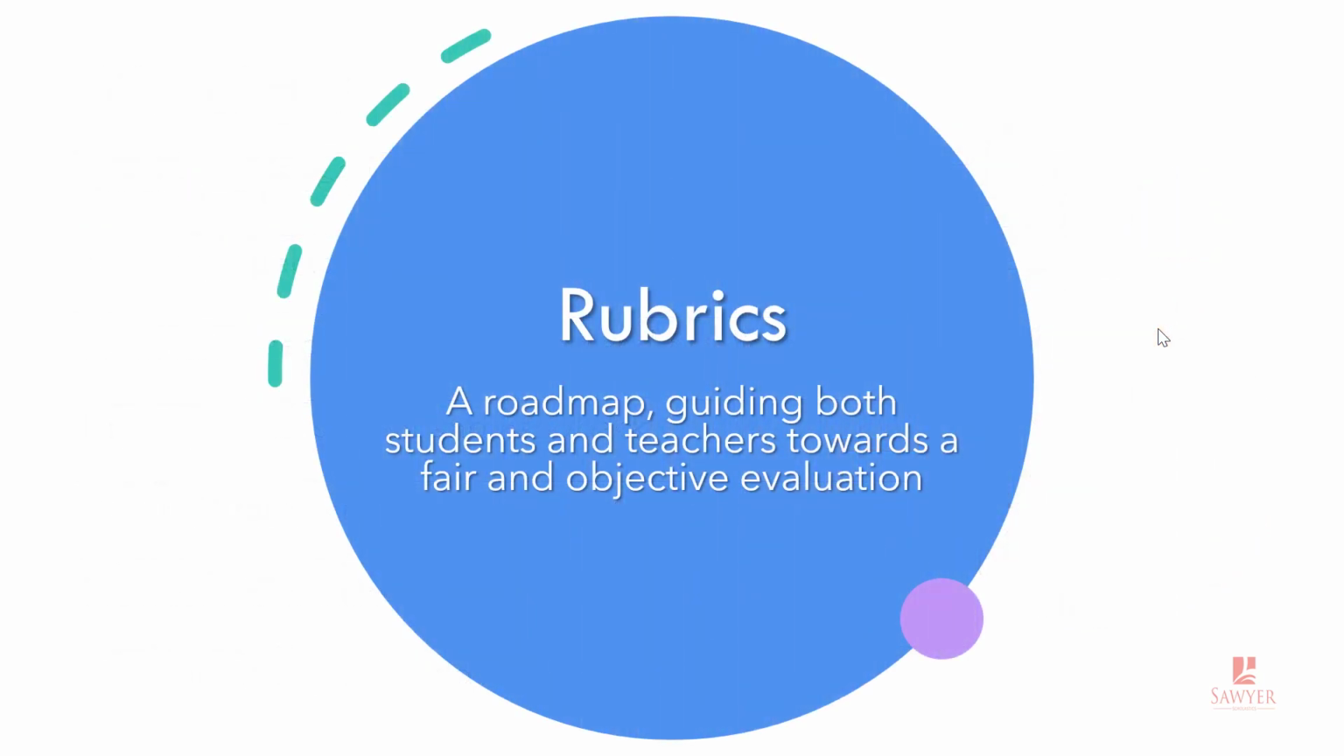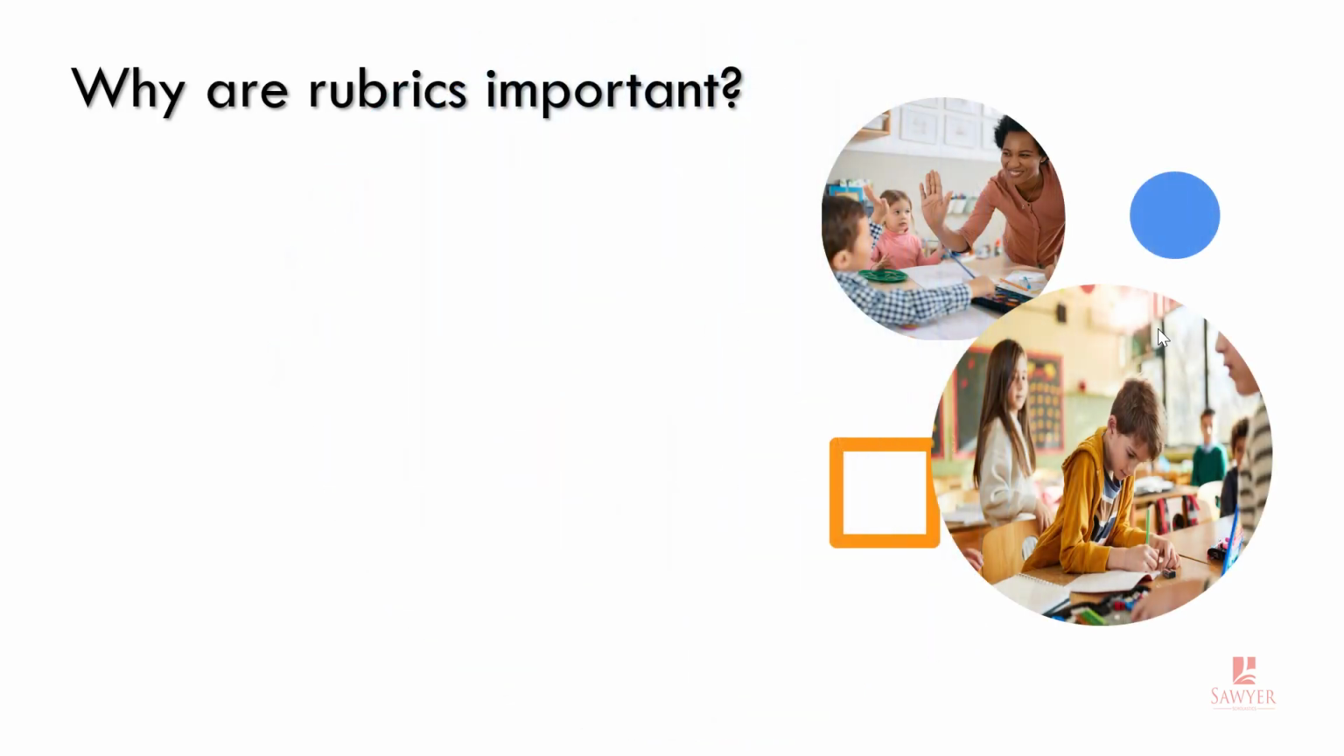So, how do we evaluate? How do we assess? One of the best ways that we can do it is by using our rubrics. As we know, our rubrics are a roadmap for guiding both students and teachers towards a fair and objective evaluation. We talked about rubrics the other day. You understand how they are used. So this really is just going to show us how we can best use rubrics for projects and presentations.